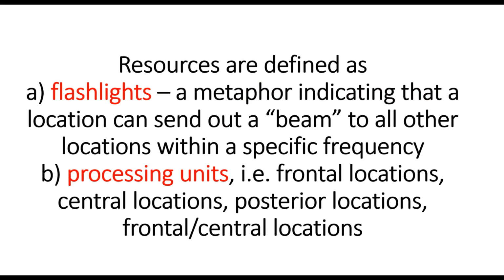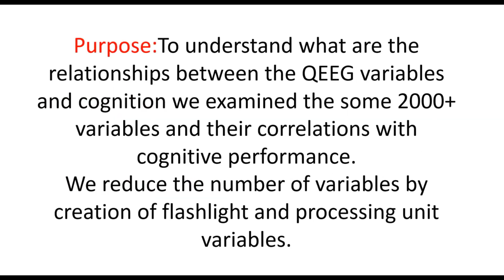The resources are defined as 1, flashlights. It's a metaphor indicating that a location can send out a beam to all other locations within a specific frequency. And 2, processing units: frontal, posterior locations, central, etc. The purpose is understanding what the relationships are between the QEEG variables and cognition. So we examined some 2,000 plus variables and their correlation with cognitive performance. We reduced the number of variables by creation of flashlight and processing unit variables.